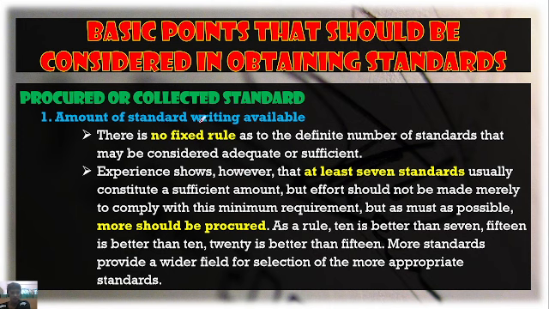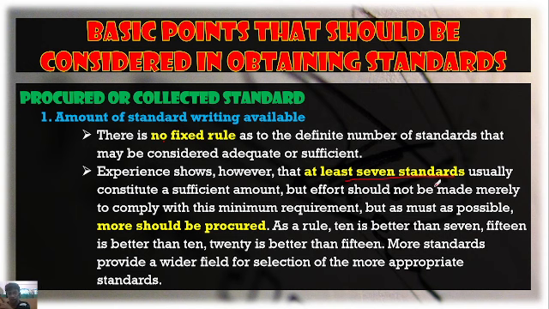Right. So next we have here the basic points that we should consider in obtaining standards. Number one is the amount of standard writing available. In our guidelines, as to our source, there's no fixed rule actually with regards to how many standards you should take, how many signatures or letters you can use as a basis for comparison. However, it is suggested to at least have 7 standards.